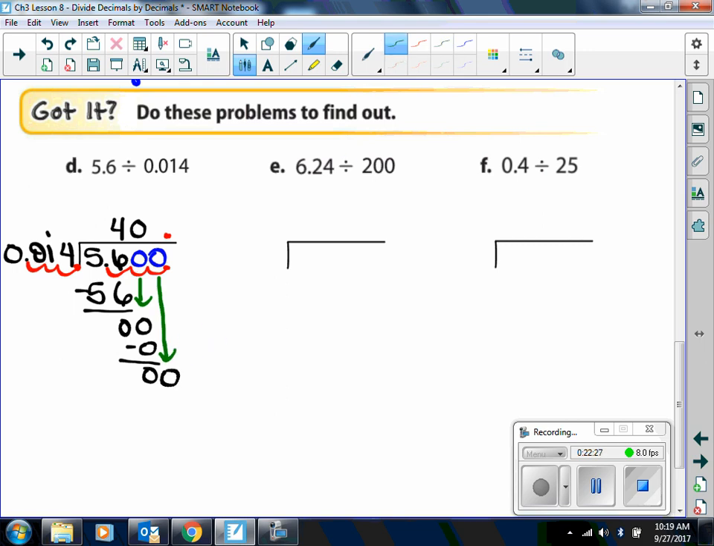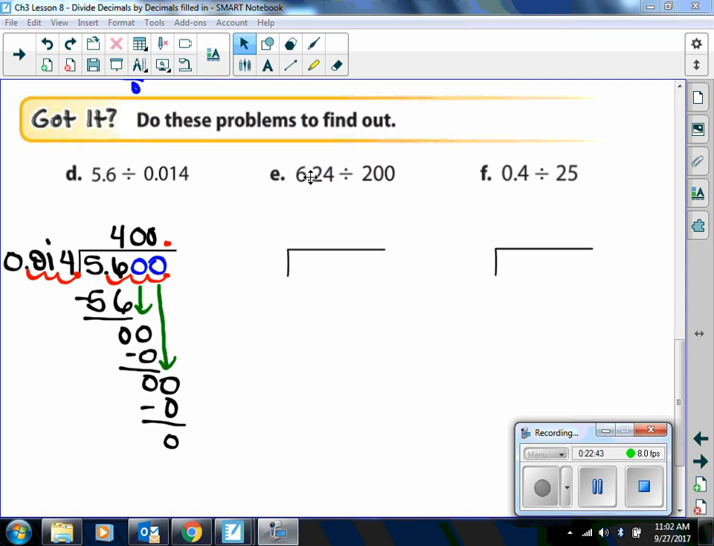Bring down the last 0. 14 goes into 0 times. And then 0 times 14, of course, is 0. And then we end up with a 0 remainder. Is everybody clear? All right.